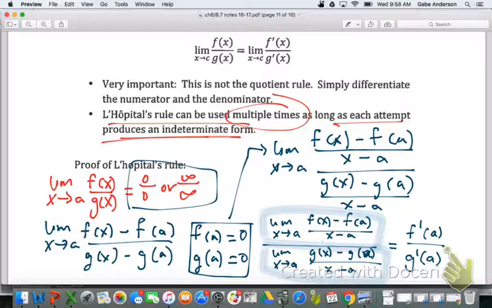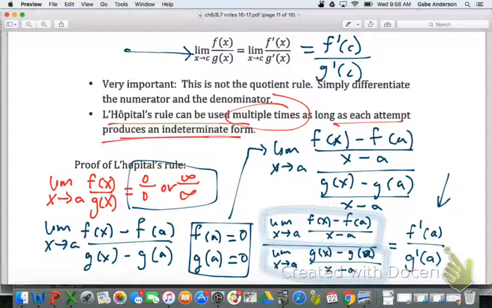Okay, so if you go back and look at what I proposed L'Hopital's rule to be up here, I said, hey, limit as x approaches c. I used a c instead of an a up there. Of f of x over g of x equals limit as x approaches c of f prime over g prime. Well, then wouldn't this equal f prime of c over g prime of c? Which is exactly what we ended up with down here.